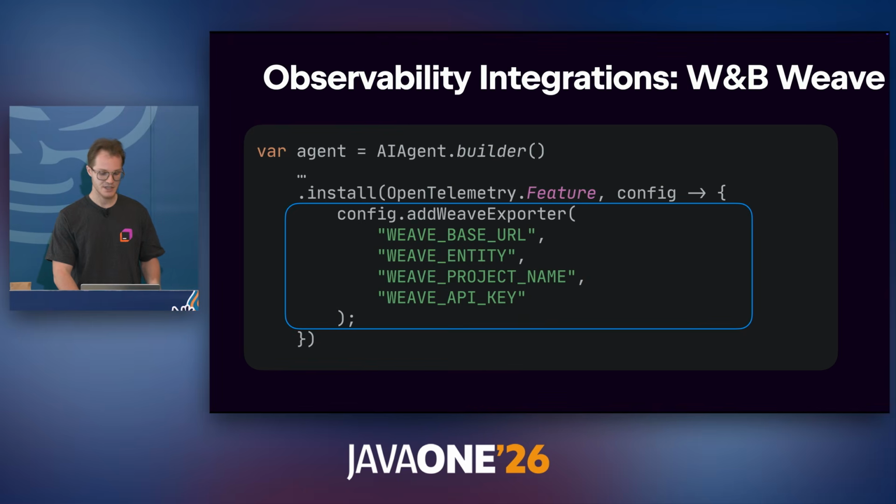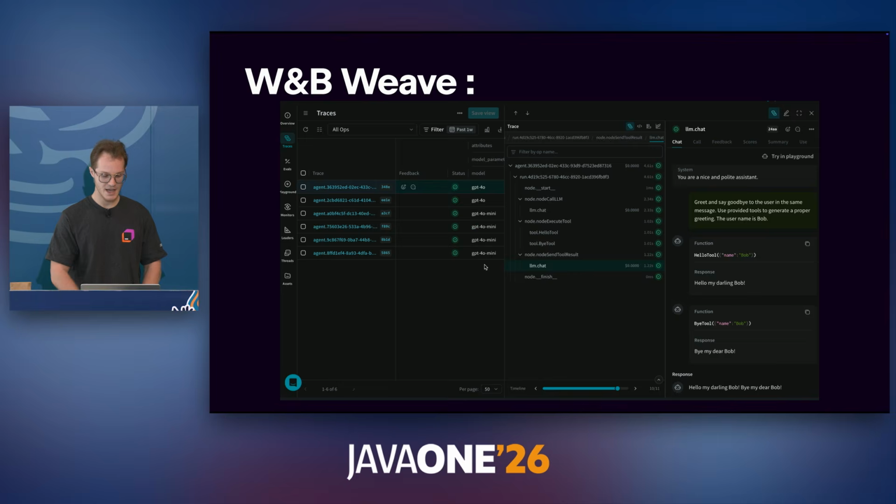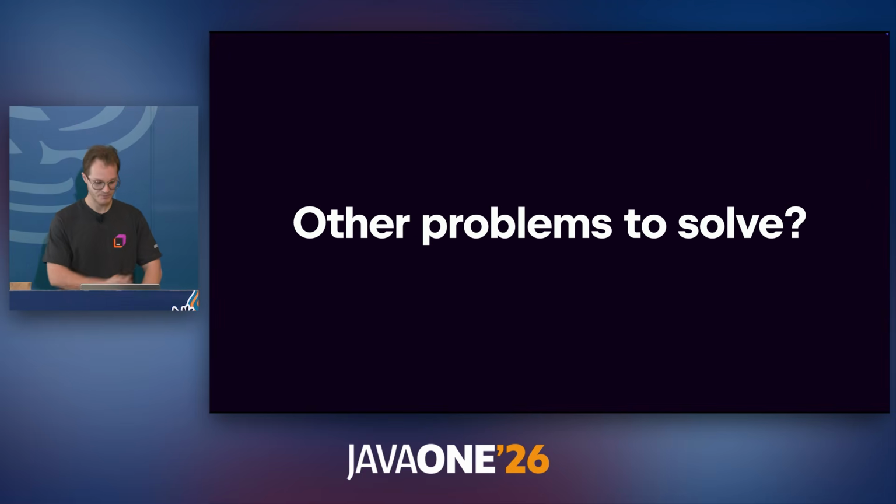Or if you're using Weights and Biases Weave, the same thing. You can add the Weave exporter, provide the credentials, and see the same information in the Weave console. In the future, we will also provide out-of-the-box support for Datadog and Dynatrace, but even now you can do that on your own with the span exporters.